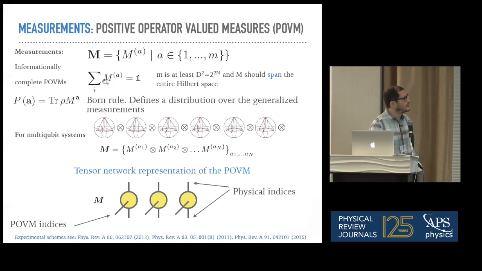Okay, and here's a tensor network representation of this POVM that we use. It's basically these yellow balls, where the vertical lines are the physical indices, they act on the physical degrees of freedom, and the outcome lines are the outcome indices, the measurement outcome of the measurement.